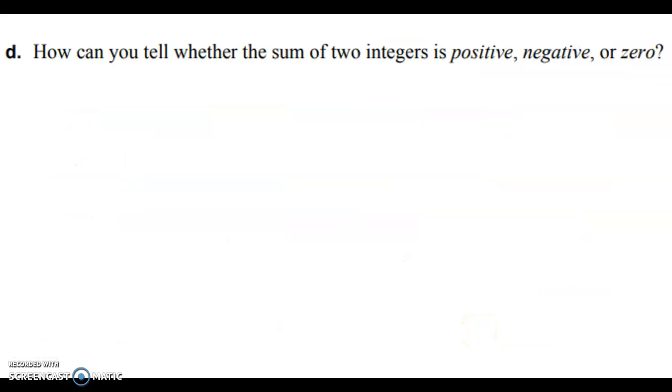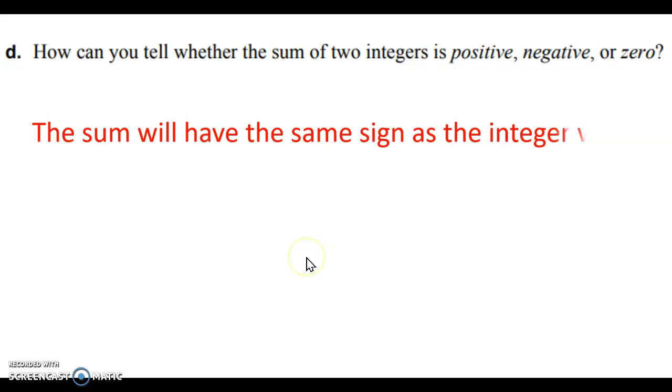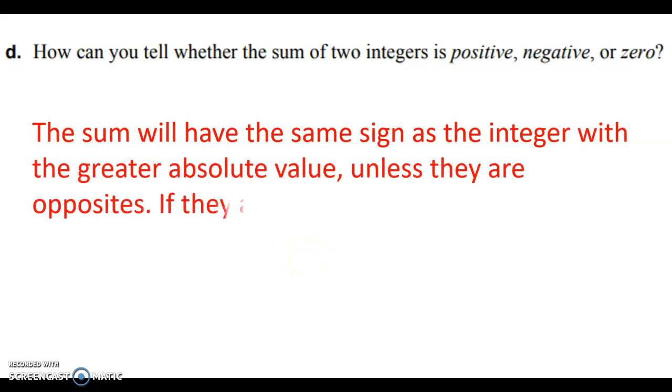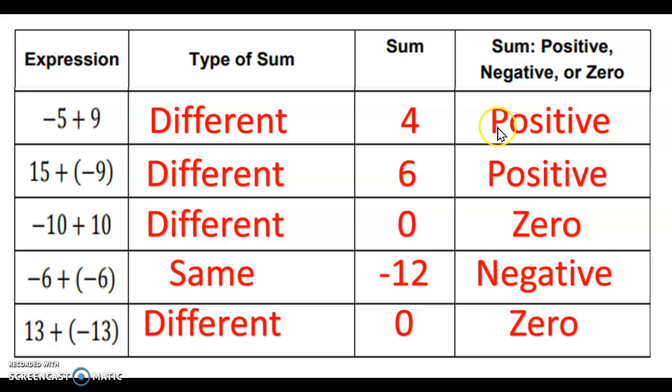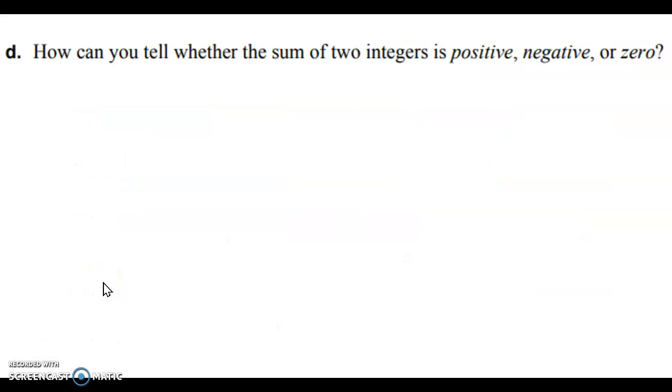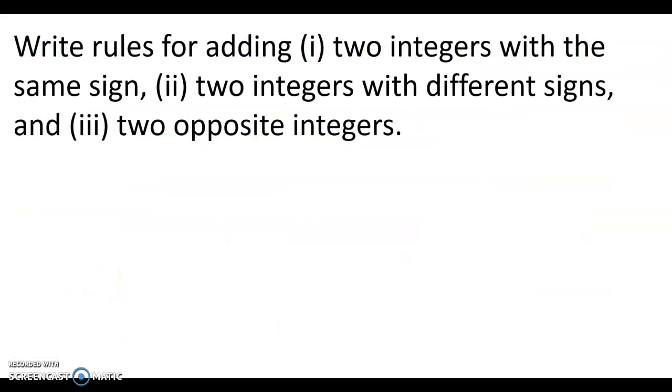So, how can you tell whether the sum of two integers is positive, negative, or 0? The sum will have the same sign as the integer with the greater absolute value, unless they're opposites. So basically look for the bigger number, the bigger absolute value. That's the sign you're going to get. So it'll tell you if it's positive, negative, or 0. So if we go back and look at all these positive ones, the positive number is bigger. And this one, negative. They're both negative, so you keep that sign. All right. And then the last one.